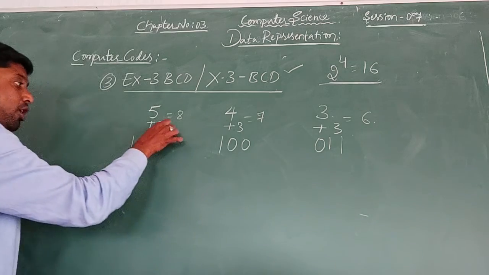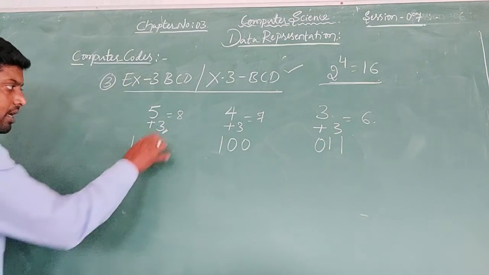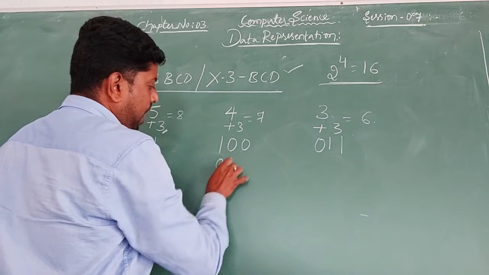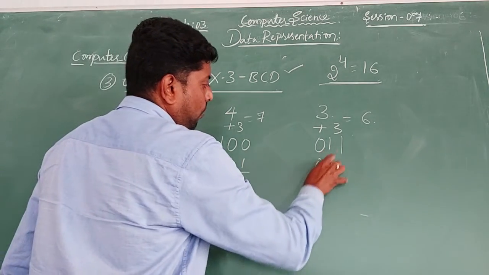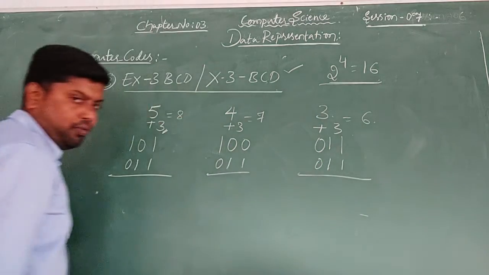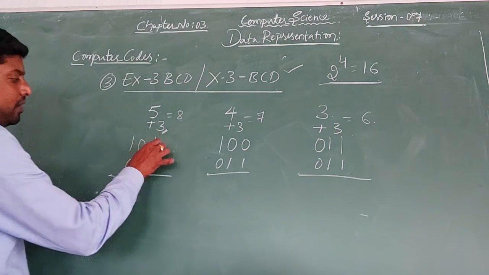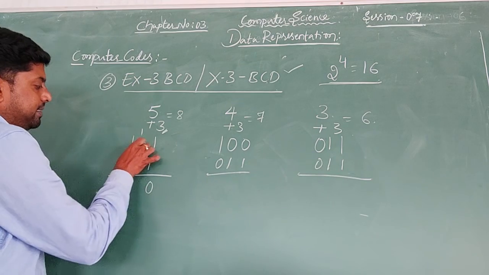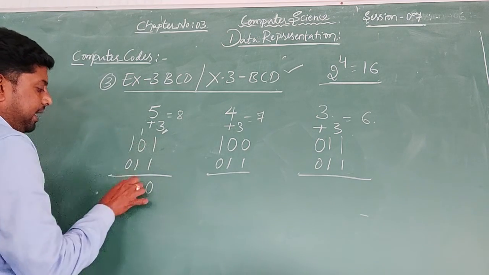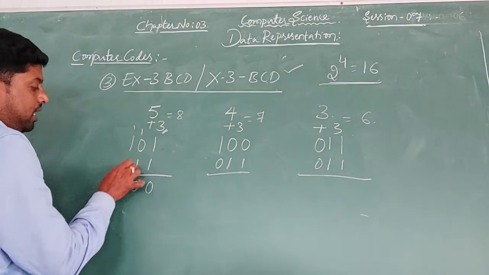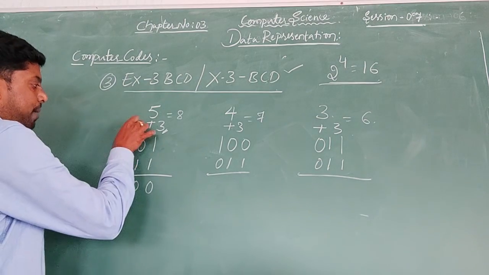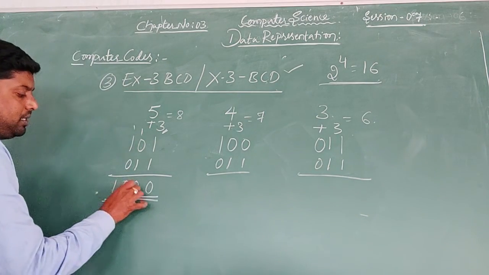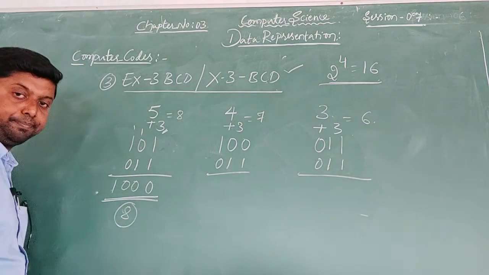But now we want to add through binary digits only. 3 is 0 1 1, then 0 1 1 for 3. Now you add, you will get the result. See, 1 plus 1 is 0, carry will be 1. 1 plus 0 is 1, 1 plus carry is 0, carry will be 1. 0 plus 1 is 1, 1 plus 1 again is 0, carry will be 1. Then 1 triple 0 means this is 8.